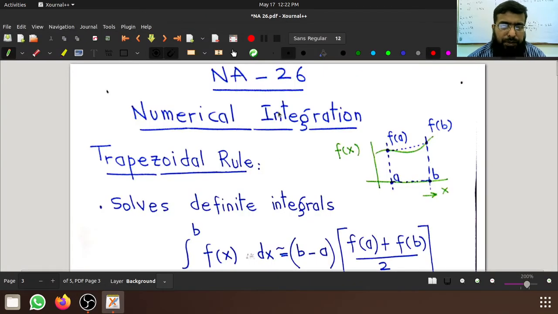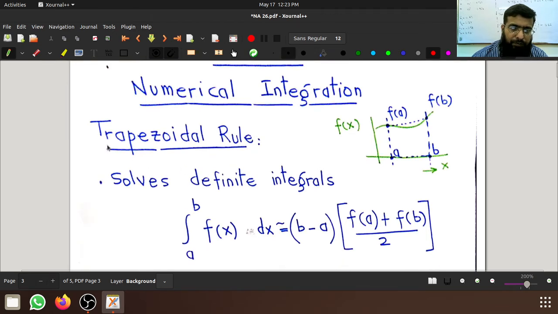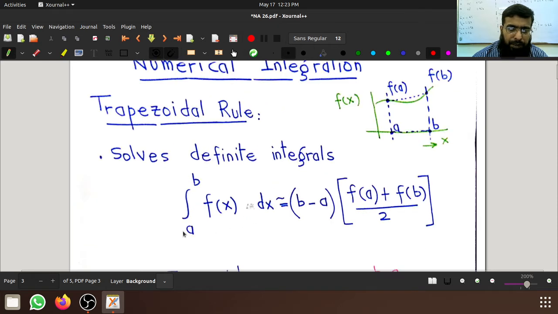Welcome to the 26th lecture on numerical analysis. In this lecture we will be studying numerical integration, but in previous lectures we have been studying numerical differentiation techniques. In this lecture we will study the famous trapezoidal rule to find the definite integral.